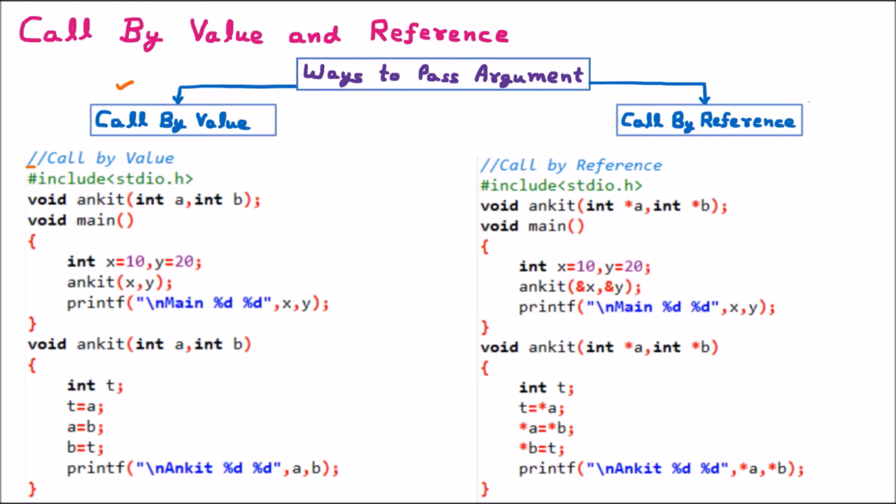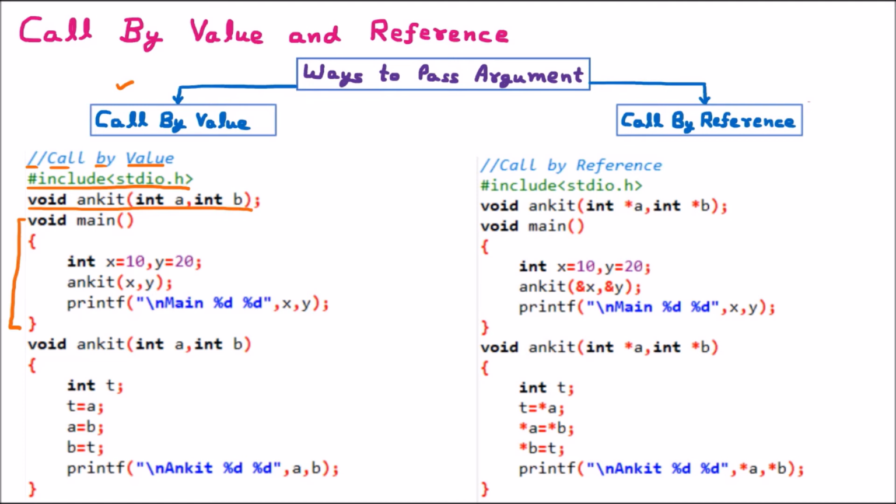Here we have the comment, call by value. The compiler will not read this. Then afterward we have #include <stdio.h>, which is the header file for printf and scanf functions. Now on the top we have void Ankit(int a, int b). This is the function declaration or prototype. Then afterward we have the main part.